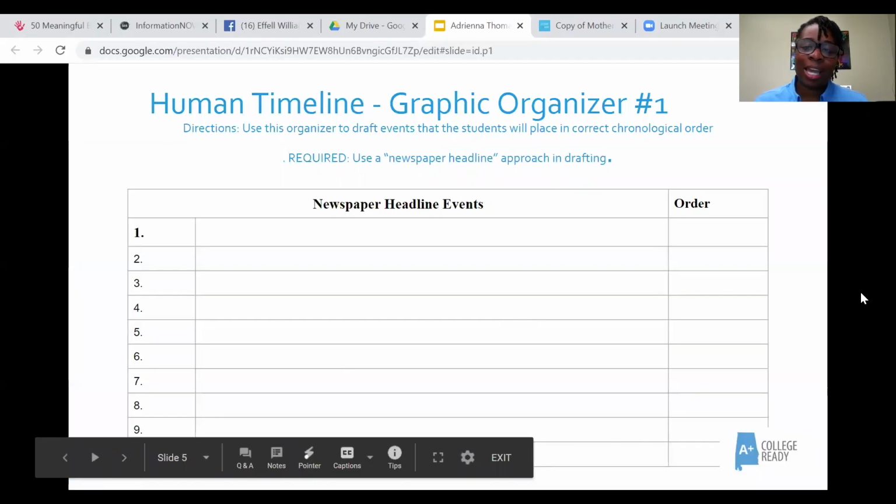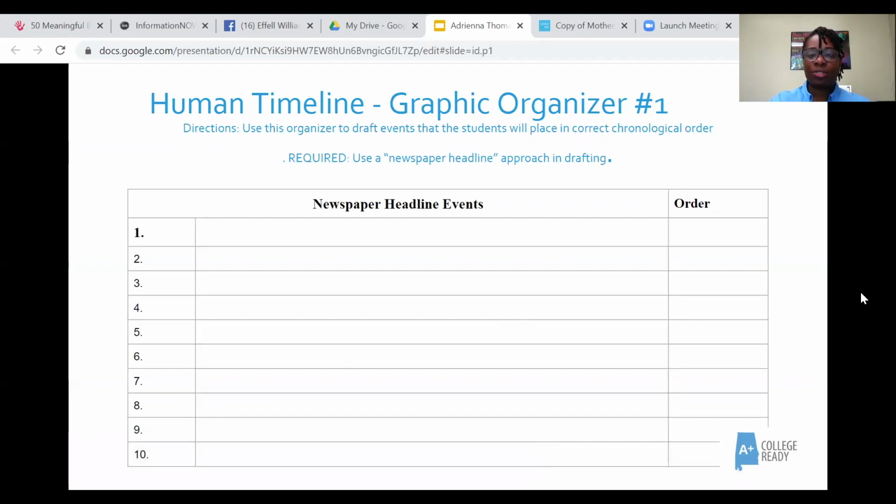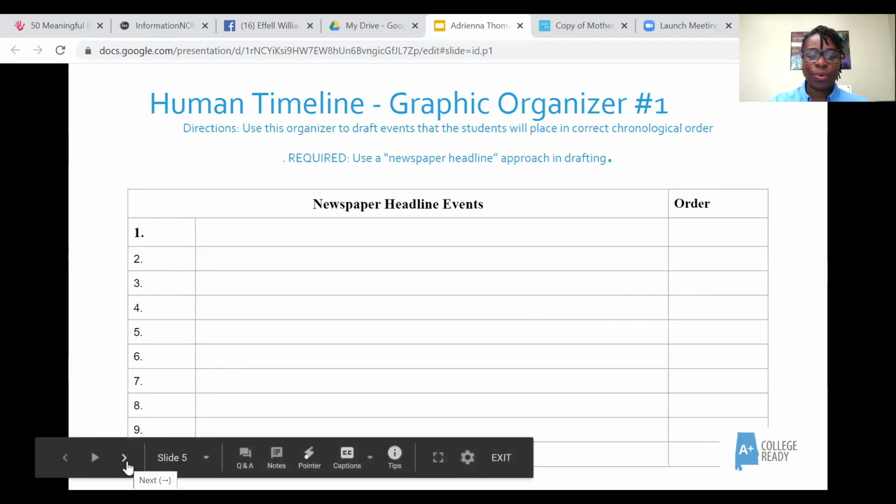This is simply an example of one of the graphic organizers that you can use. As you see in the directions, the students will organize the events and place them in chronological order, but they're required to use a newspaper headline in drafting the approach. This resource is provided in your teacher resource manual.